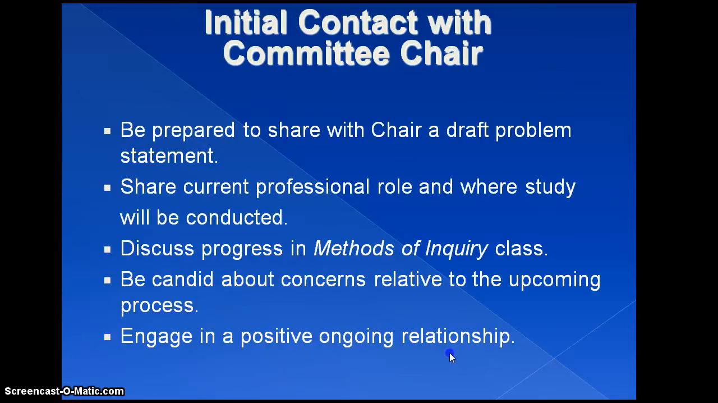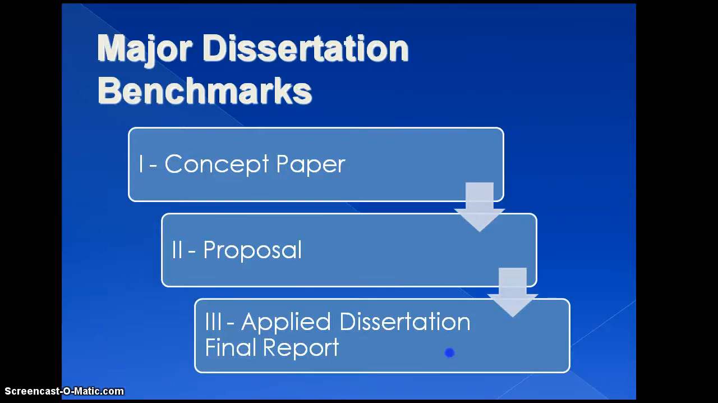Initial contact with the committee chair should begin with the chair meeting the student over the phone. It's always best to do a first conversation over the phone rather than email. It's certainly more personal. Students should be able to tell the chair what they're interested in studying and what they do for a living. Discuss how the progress is in Method of Inquiry class. There are 3 benchmarks, as I said, in the dissertation progress at the Applied Research Center. There's the concept paper, the proposal, and the applied dissertation final report. All 3 of these will be looked at in detail in another video.